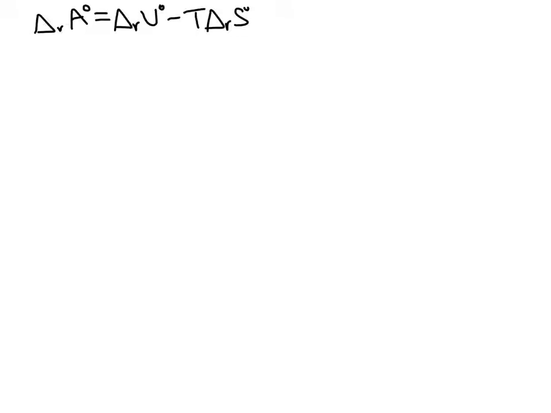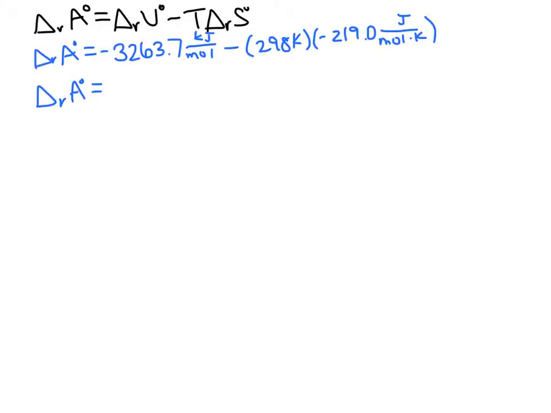We can now calculate delta A by setting it equal to delta U minus T delta S. When we plug in our values, we end up with a delta A of negative 3,198.5 kilojoules per mole.